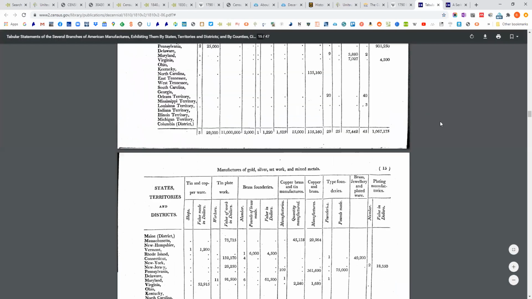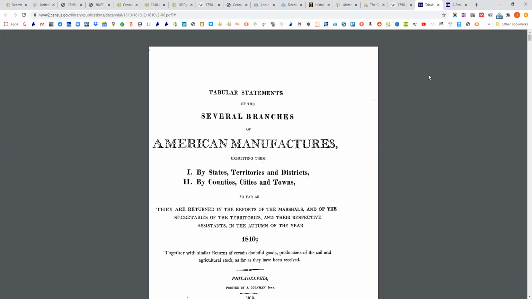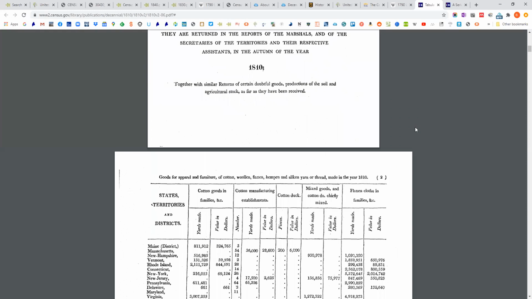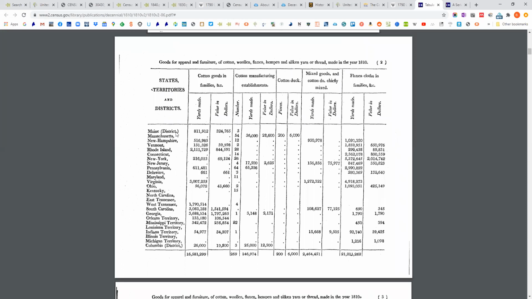They did, starting in 1810, ask various questions about manufacturing. The first couple years are regarded as really not that accurate, because they really didn't define this the way they did so much else. But it is interesting to see. One of the other interesting things to note is that even though Maine was still part of Massachusetts for the first couple censuses, it is split out.